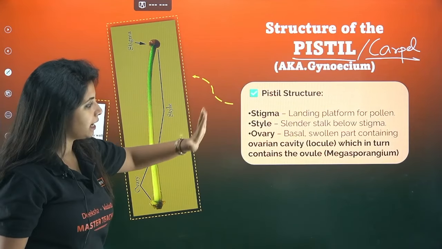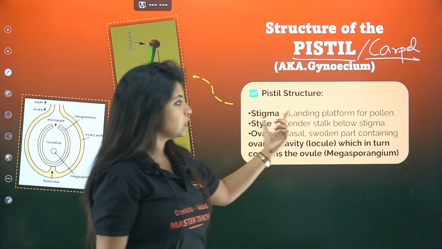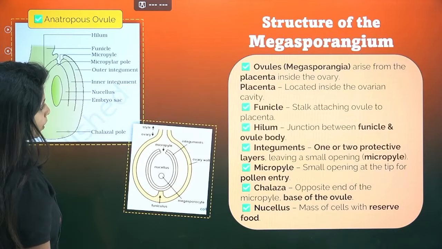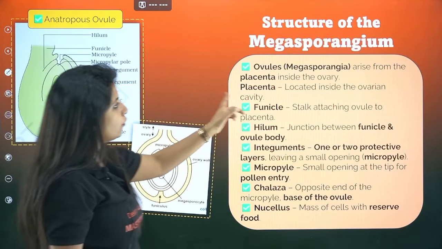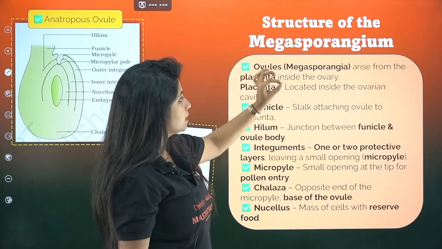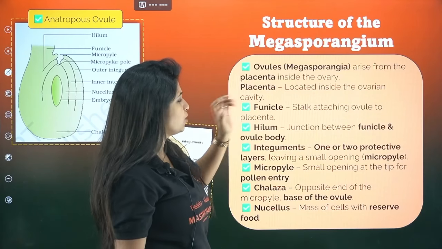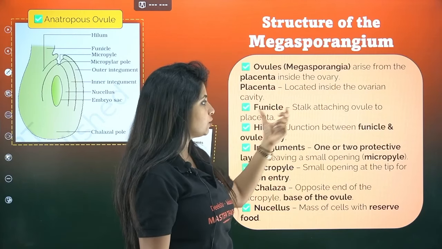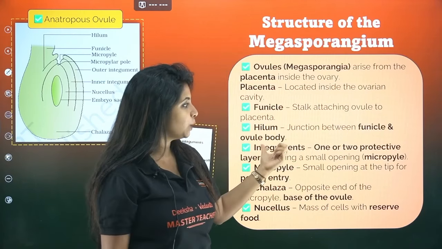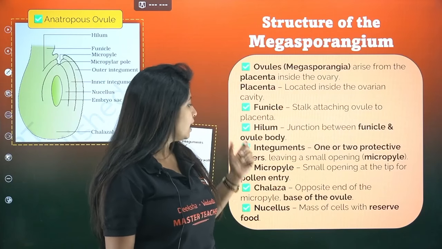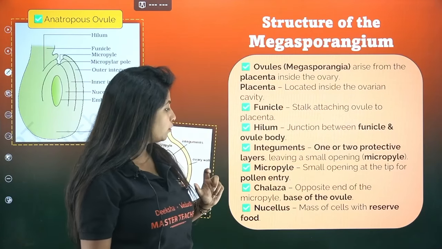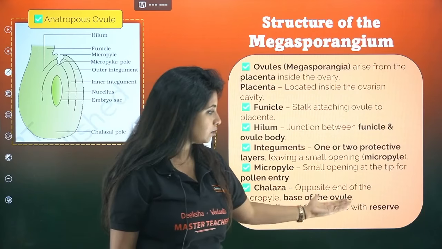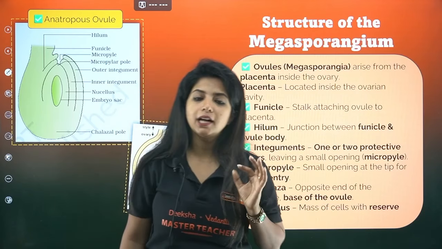So, stigma, style and ovary we studied. Ovarian cavity is known as locule, which in turn contains the ovule, which is known as megasporangium. Now we studied about this also. Ovule, megasporangium arise from the placenta inside the ovary. Placenta is located inside the ovarian cavity. Funicle is what? Stalk attaching ovule to the placenta. Hilum is the junction between funicle and the ovule. Integuments, one or two protective layers. And micropyle is the small opening at the tip for the pollen entry. Chalazial is the opposite side of the micropyle. And nucellus is the mass of cells with reserved food material.